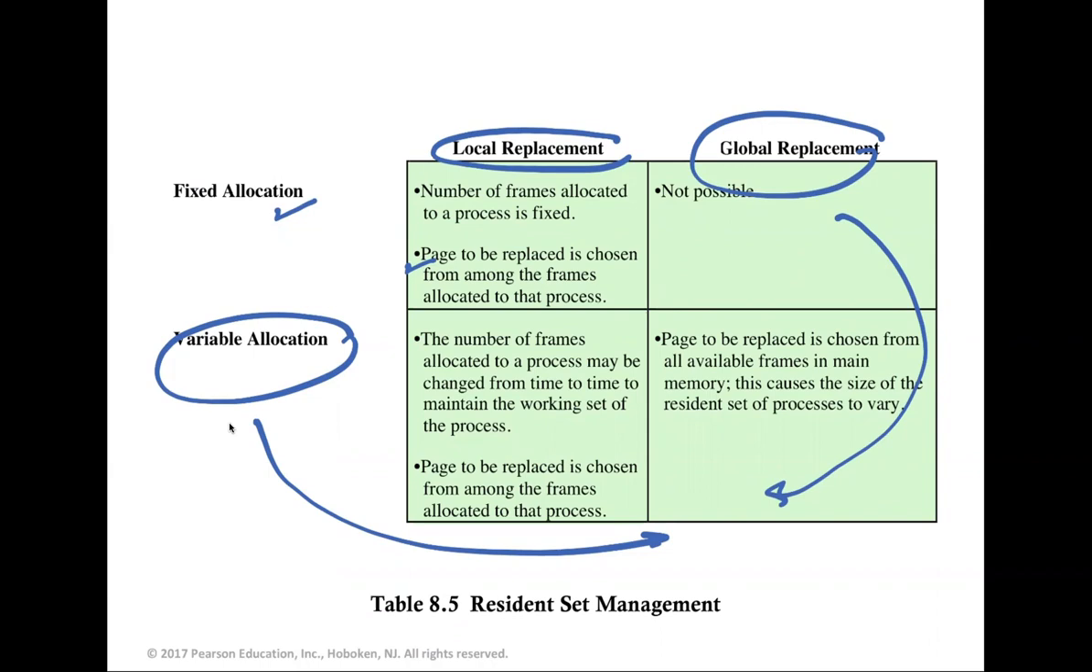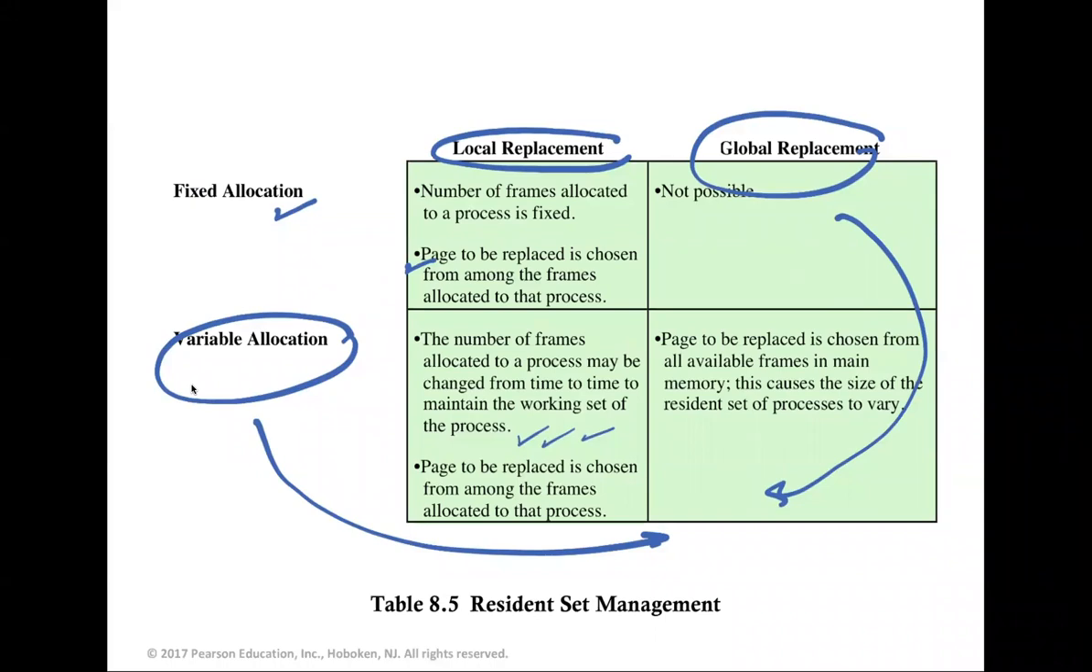We shall also see that variable allocation and local replacement is a valid combination. And we shall examine these three combinations next in the following chapter. So in this chapter, we will only talk about these combinations, but in the following chapters after today's class, we will talk about these combinations using fixed allocation, local replacement, variable allocation, local replacement, and variable allocation, global replacement.